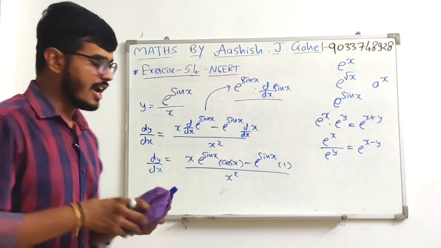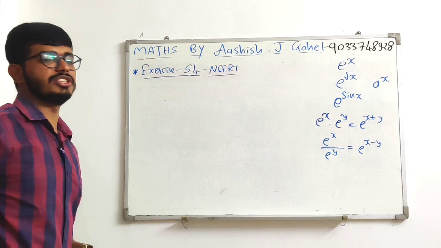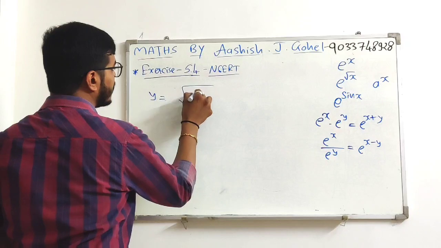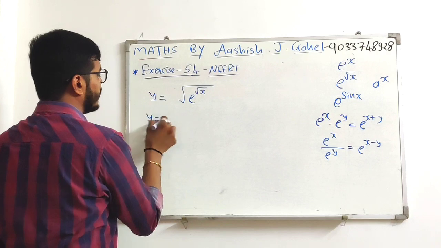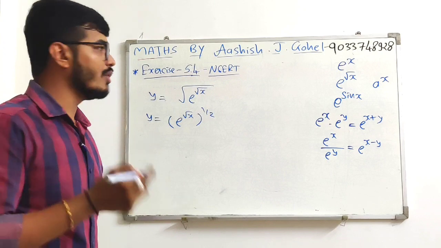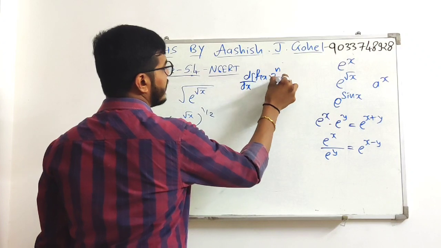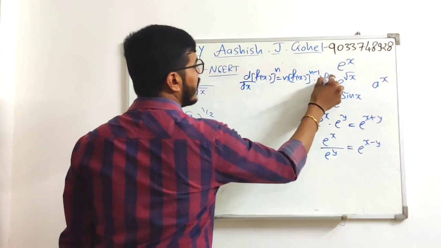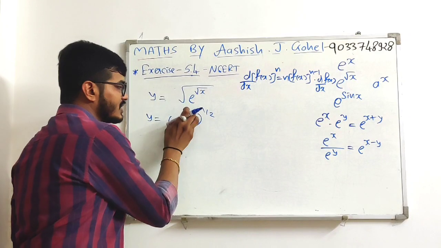Let us try another question of similar type, of exponential function differentiation. Here we will take one more question: the square root of e raised to root x. Now I can simplify this as e raised to root x, whole raised to 1 by 2. As per the chain rule, d by dx of f of x raised to n is n times f of x raised to n minus 1, and again the differentiation of f of x. So this rule will apply over here. Here f of x is this term.